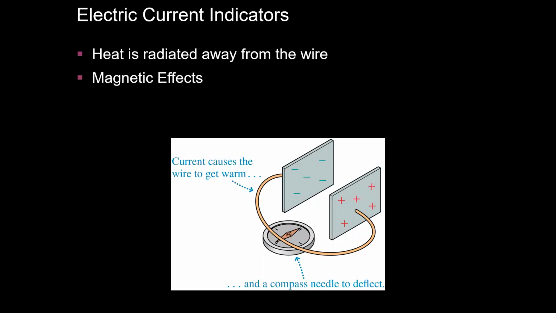The other one being that the electric current deflects compass needles. So there's some sort of magnetic effects that are created when electric charges move. These two effects will be studied in more detail in later chapters.